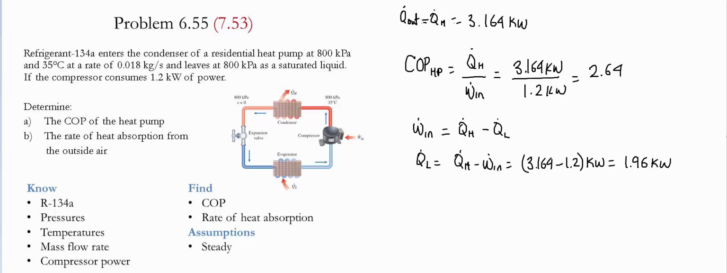A couple of notes about this problem. The values for the rate of heat absorbed by the evaporator or the rate of heat rejected by the condenser, none of those values could be negative. They always have to be positive. In addition, the rate of heat absorbed by the evaporator always has to be less than the rate of heat rejected by the condenser. The last one is that the rate of heat absorbed by the evaporator can never be zero.